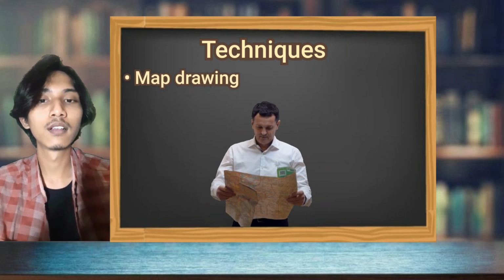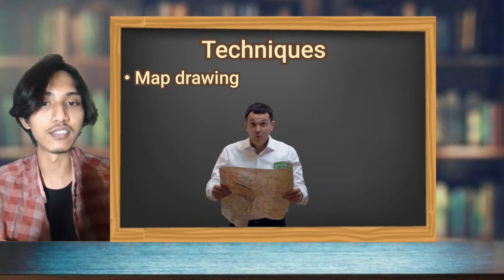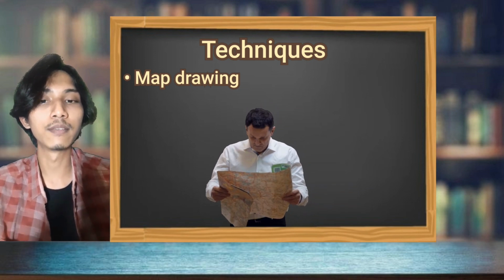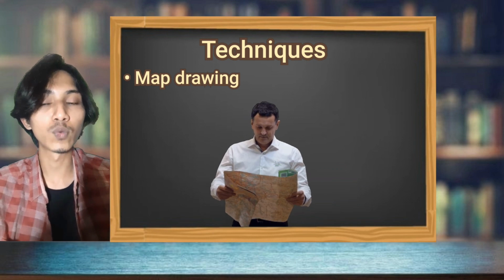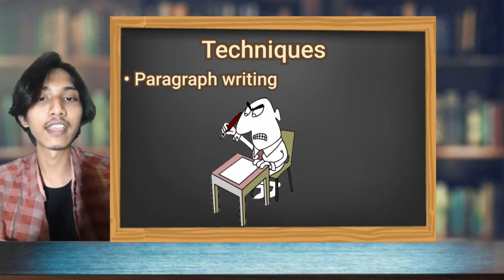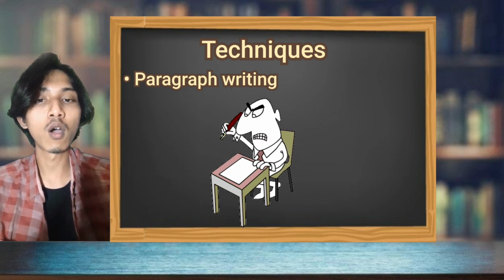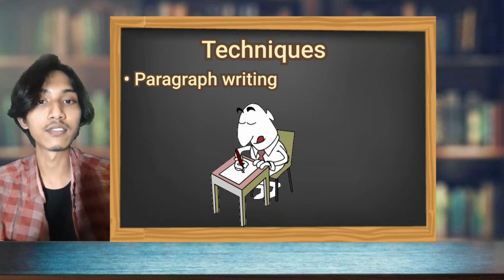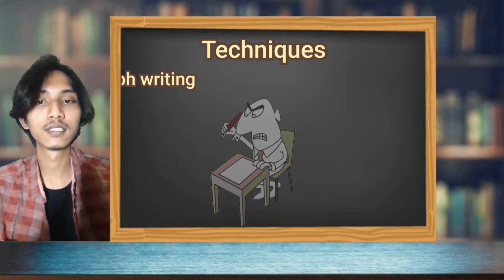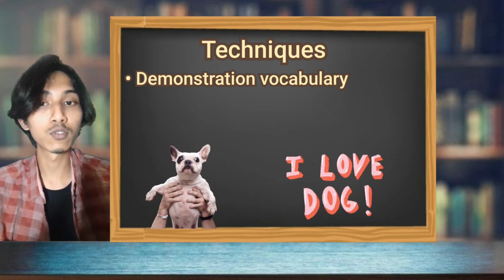Map drawing. A map with an unknown geographical feature is drawn by the teacher, where the students label the map, then the teacher switches roles. Paragraph writing. Learners write a paragraph in their own terms by using a model and teaching materials. Vocabulary teaching through demonstration.